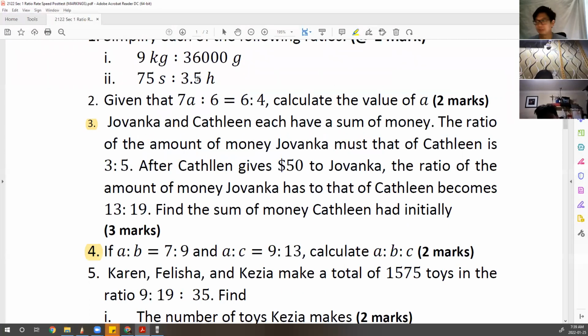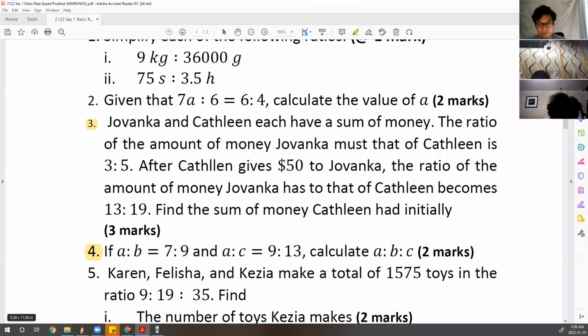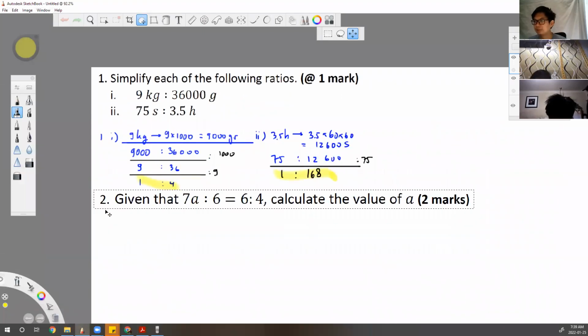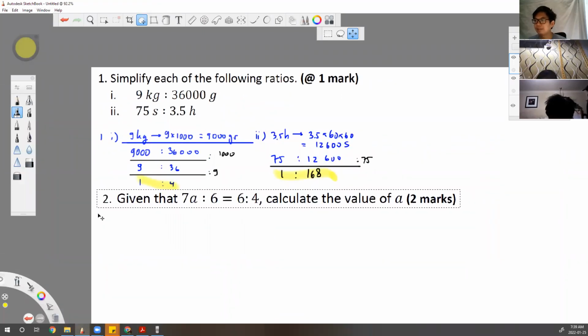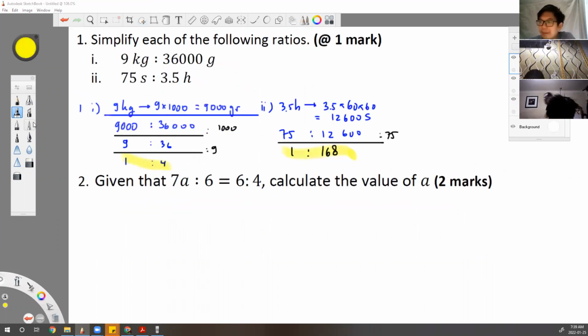Given that, okay, this is quite challenging. You need to do the fraction. Why? If you don't do the fraction, it will be hard to do. Okay, let's do. Given that 7a by 6 equals 6 by 4, okay, so you can do this. 7a over 6 equals 6 over 4, right? And then what next?